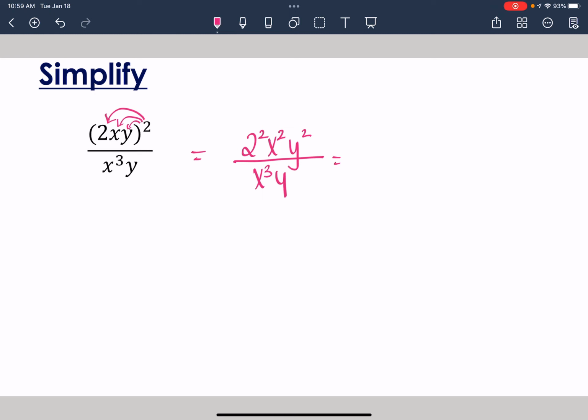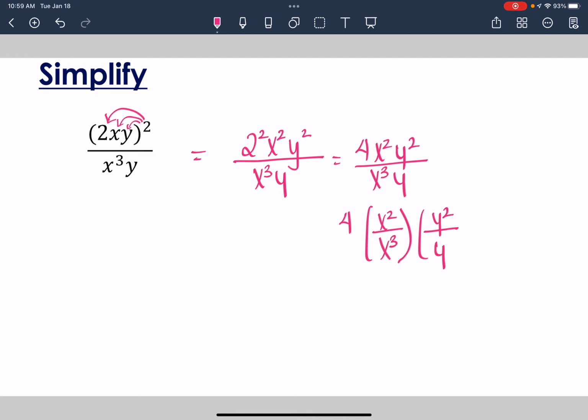So when I expand this out, 2 squared is 2 times 2, so that's 4. So I have 4x squared y squared over x cubed y. So remember, I'm going to pull out the coefficients, and then I have a bunch of division problems here. So x squared over x cubed, and I have y squared over y, which is y to the 1. So remember, when I'm dividing, I subtract the exponents.